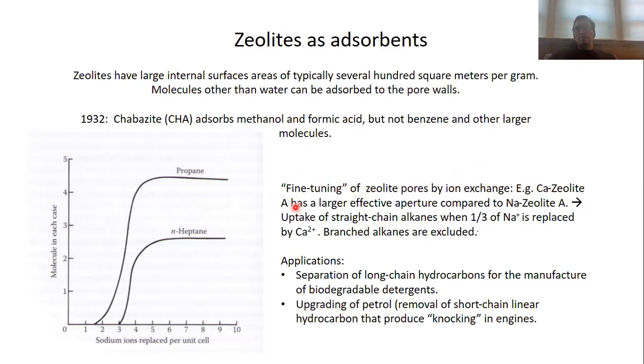calcium zeolite A has a larger effective aperture compared to sodium zeolite A. Okay, so that is simply because a calcium 2 plus ion is somewhat smaller than a sodium plus ion because of its higher positive charge, and we need fewer calcium ions than sodium ions in order to counterbalance the negative charges within the zeolite framework, due to the fact that calcium has a higher positive charge than sodium.